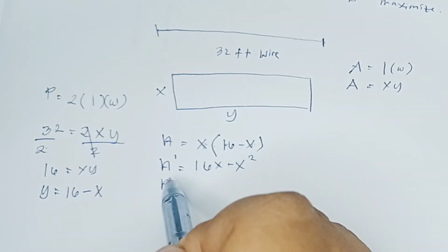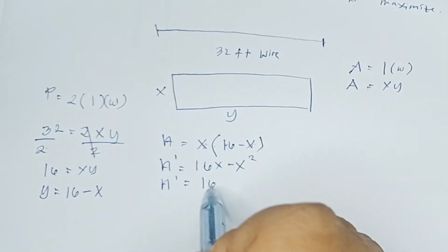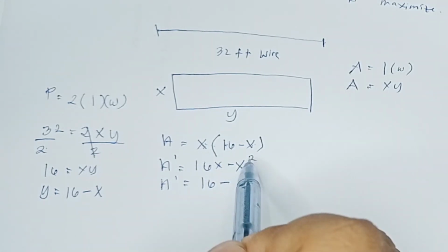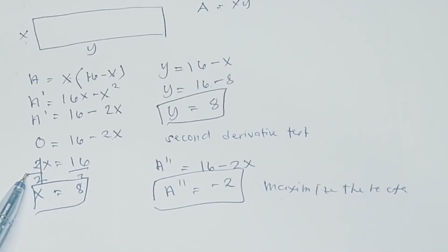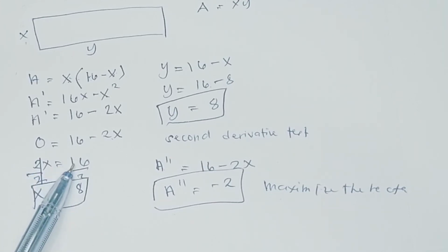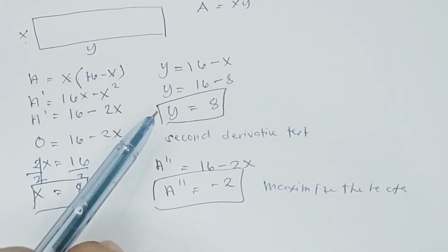Now, find the derivative of those. For 16x, the derivative is 16, minus the derivative of x squared, which is 2x. Now equate it to 0. To eliminate the 2, let us divide both sides by 2. 2x is equal to 16; divided by 2, cancel out this 2, and 16 divided by 2, x is equal to 8. Now we're going back to our y.